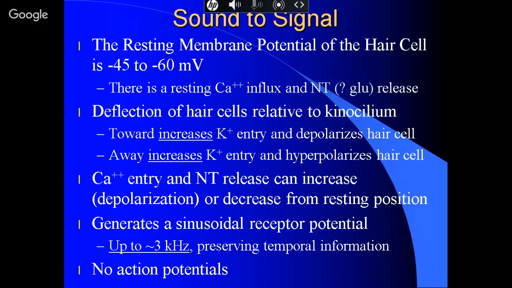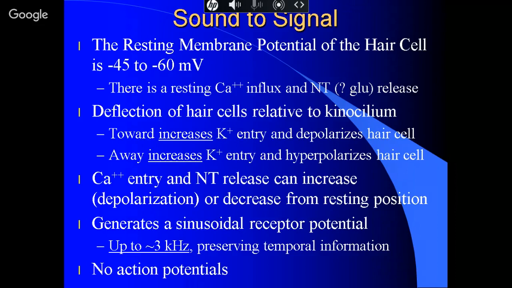The resting membrane potential of a neuron is minus 65 to minus 70, right? This is a little bit depolarized compared to that, the minus 45 to minus 60. Actually it turns out that it's on purpose that it's sitting in an intermediate range like this. And so with this resting depolarization, there is associated calcium influx and a continuous neurotransmitter release.